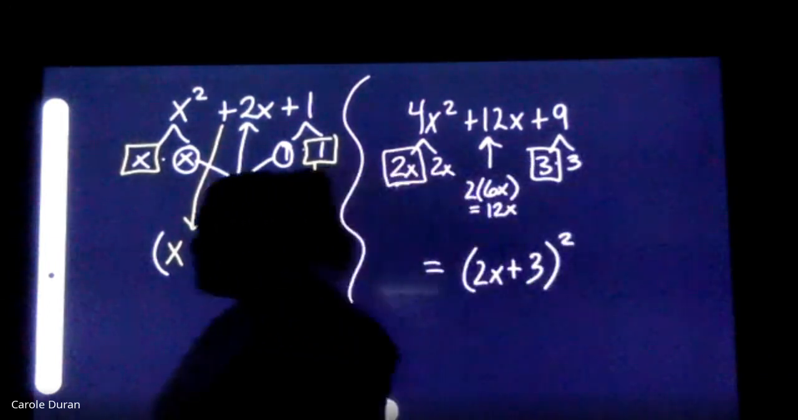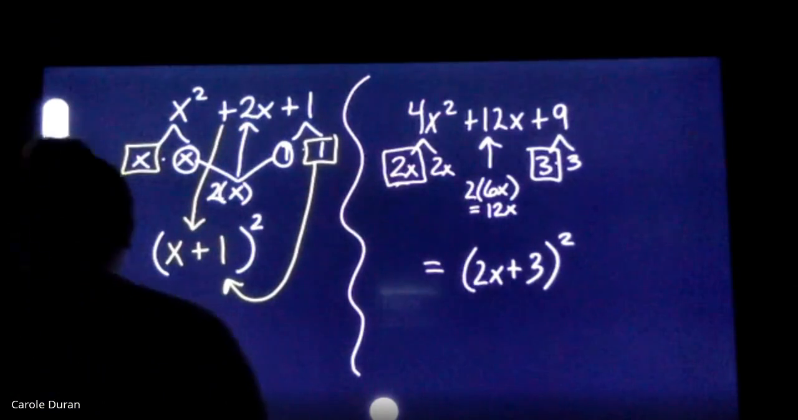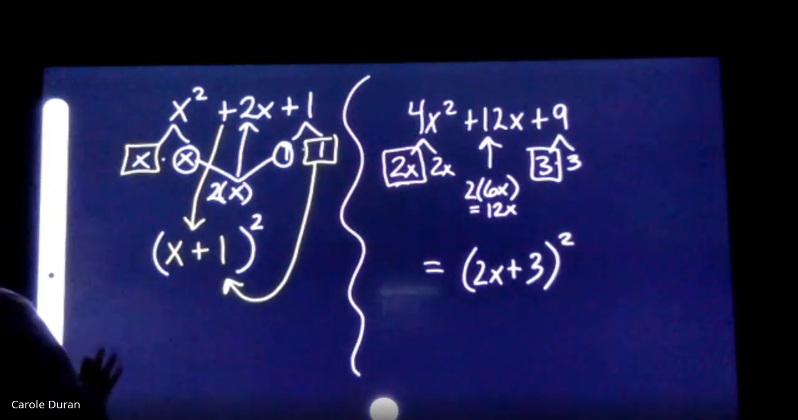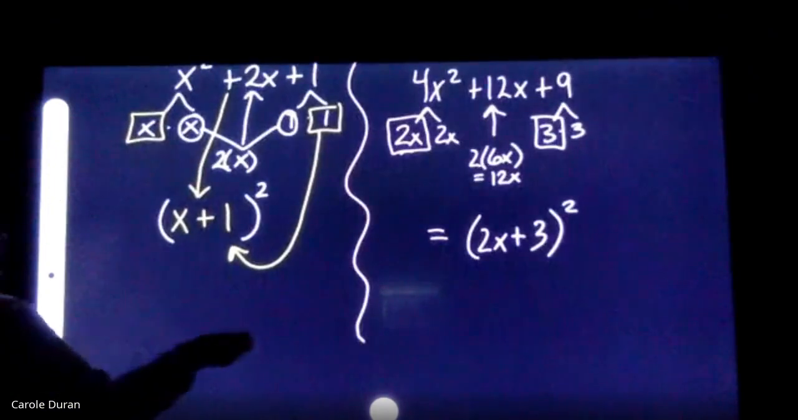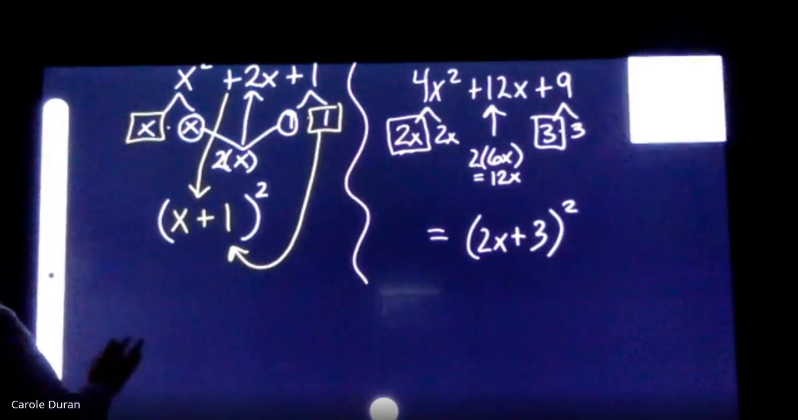So this factors into 2x plus 3 squared. Questions, concerns, or issues so far? If not, we're going to do just 2 more examples, and then we're going to move into our second special case, which will be the last one that we do today. Okay? Again, I'm going to post this video on Canvas, so if you have questions later on, just let me know.